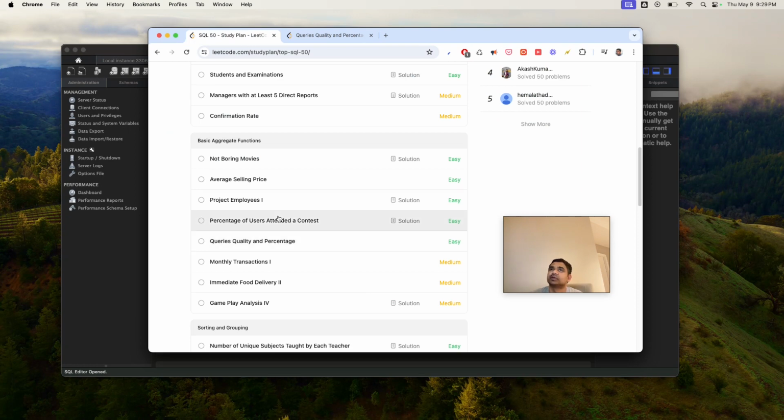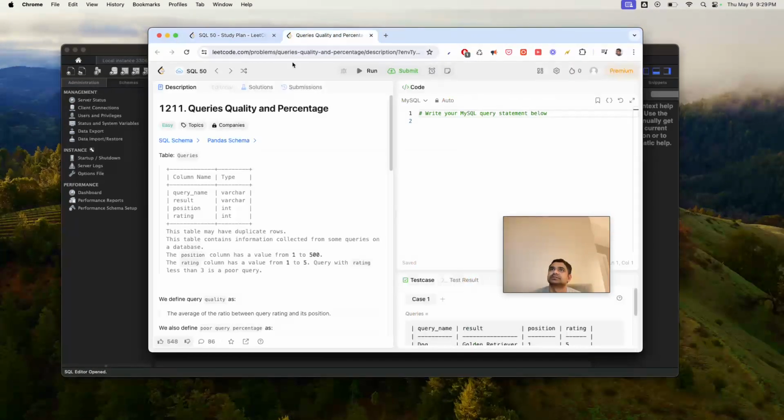In SQL, we completed some of the basic aggregate functions, like project employees and percentage of users attended a contest. That is the last one that we discussed. So we are going to discuss some other problems right now: queries, quality, and percentage.